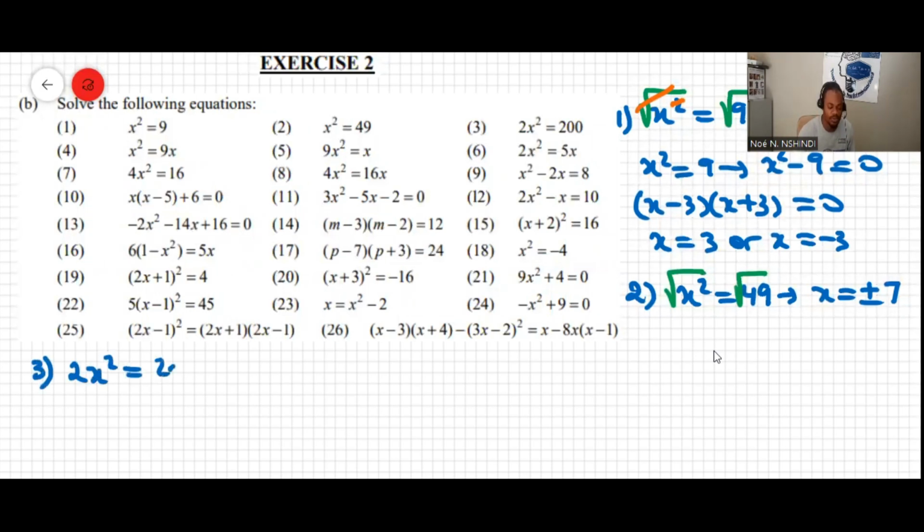2x squared equal to 200. What we do in this case, we can divide both sides by 2. Divide here by 2 and there also by 2. And then what does it make? It makes x squared equal to 100. Now we can square root both sides. Square root here, square root there. And then this will make 10, plus minus 10 actually.